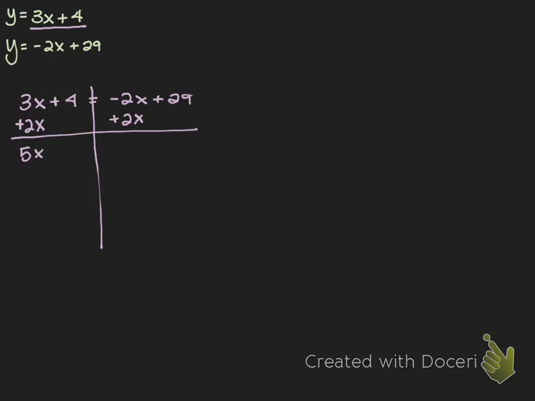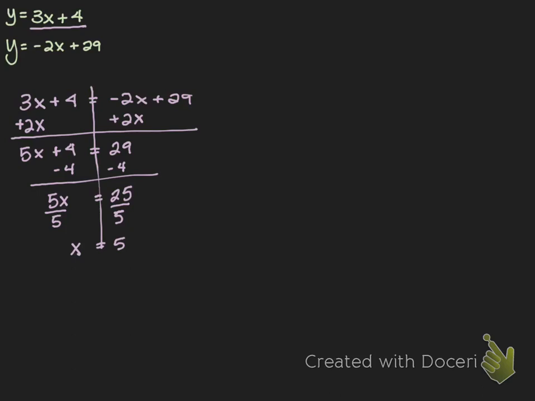This gives us 5x plus 4 equals 29. From here, we want to solve for x. We want to get x all by itself. So I'm going to subtract 4 from both sides, which leaves us with 5x equaling 25. And now to get x all by itself, we're going to divide both sides by 5. So we have x is equal to 5.